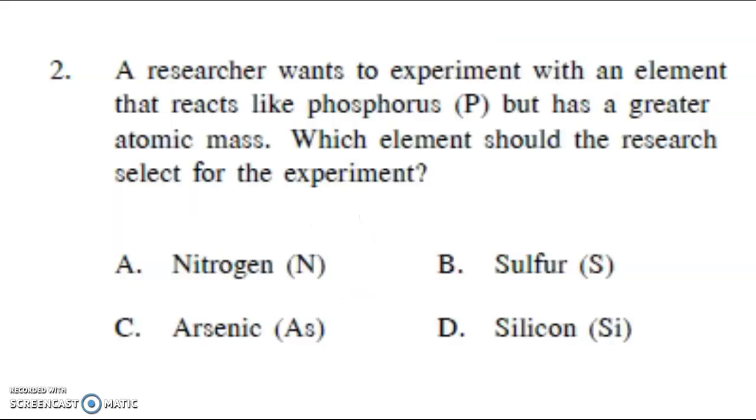Question 2. A researcher wants to experiment with an element that reacts like phosphorus but has a greater atomic mass. Which element should the researcher select for the experiment? A. Nitrogen. B. Sulfur. C. Arsenic. Or D. Silicon.